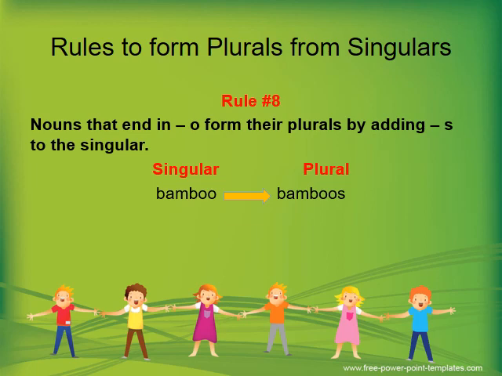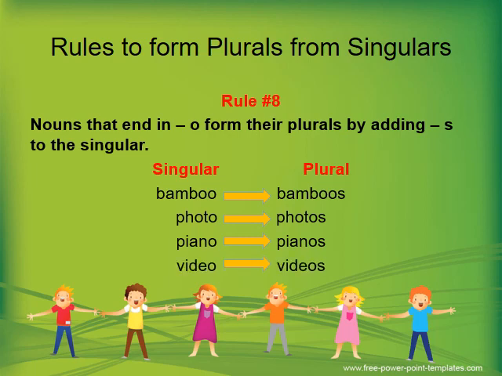In the same way, the plural form of photo is photos. Plural of piano is pianos. Plural of video is videos. All these plurals are formed by adding S to the singular noun.